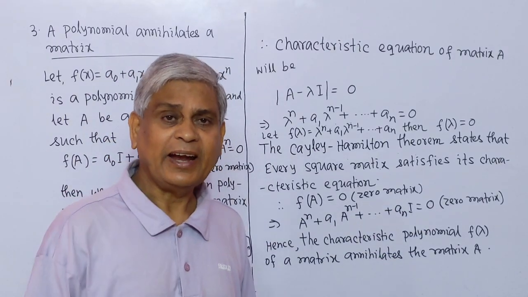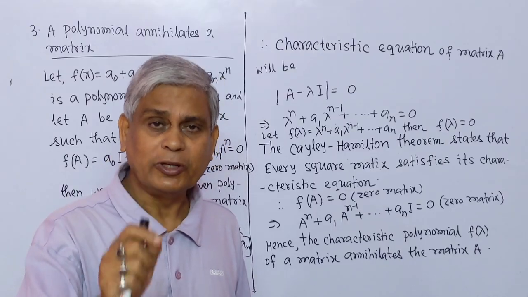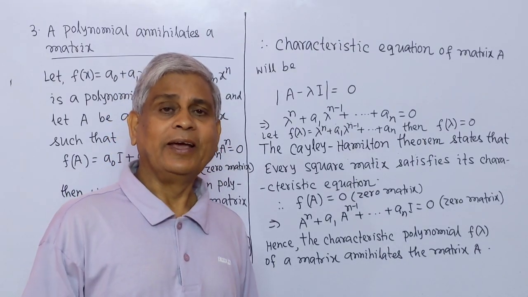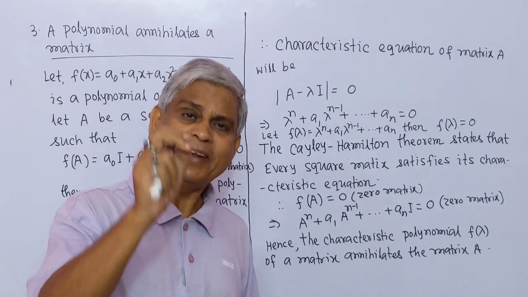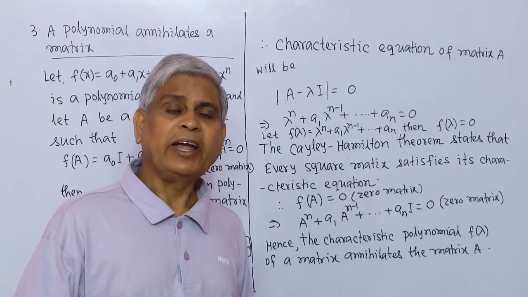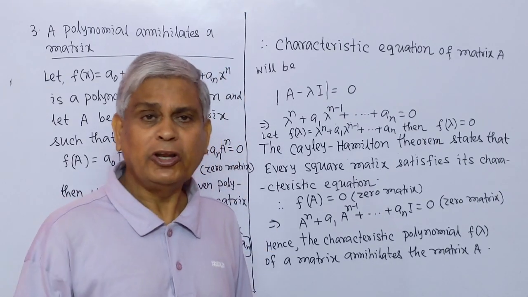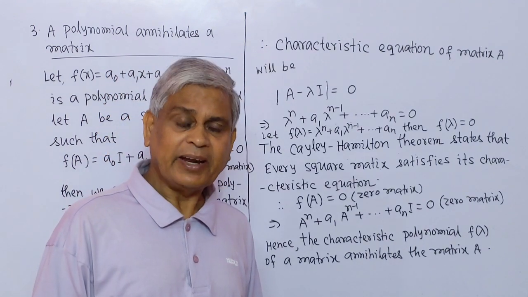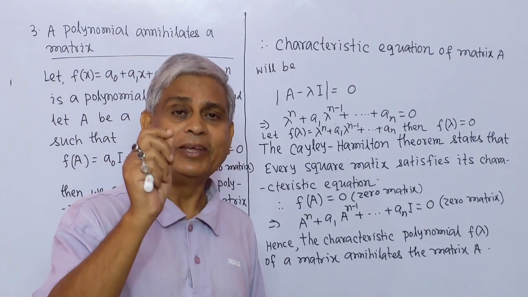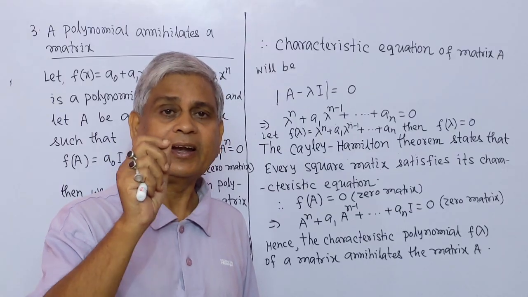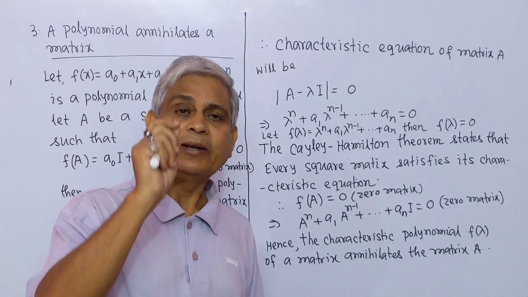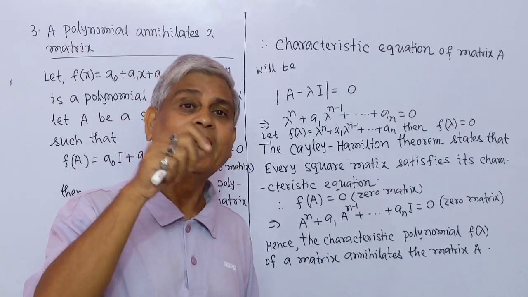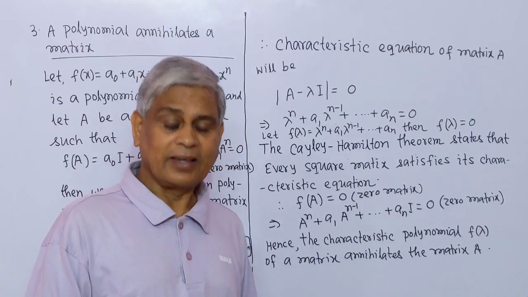Therefore, we get that at least one non-zero polynomial, that polynomial is characteristic polynomial, annihilates the matrix. So, set of non-zero polynomials which annihilates the matrix is non-empty because we get at least one member. That member is characteristic polynomial which annihilates the matrix.